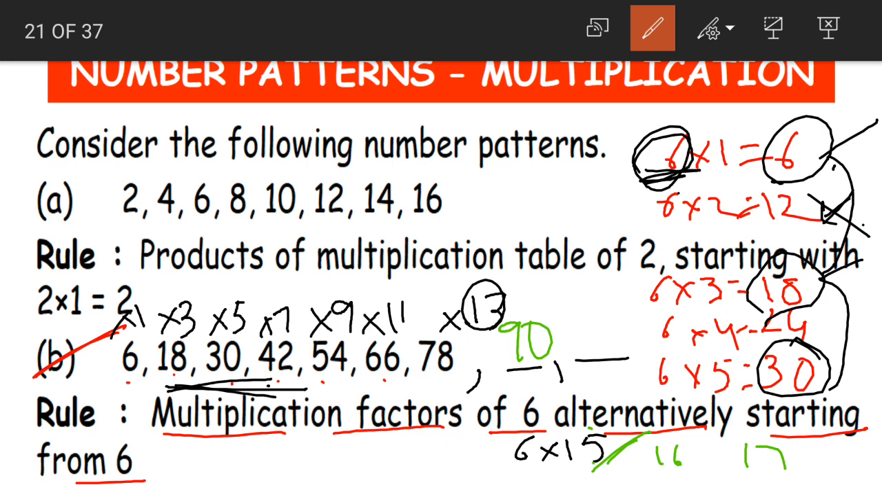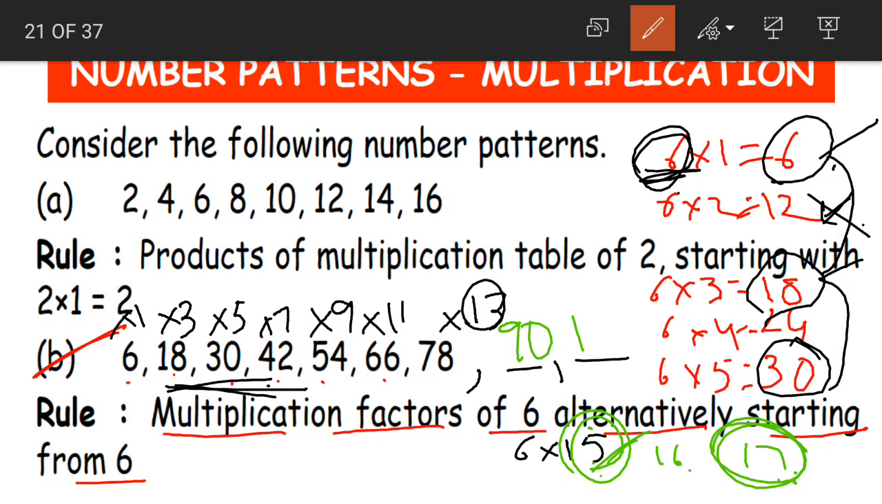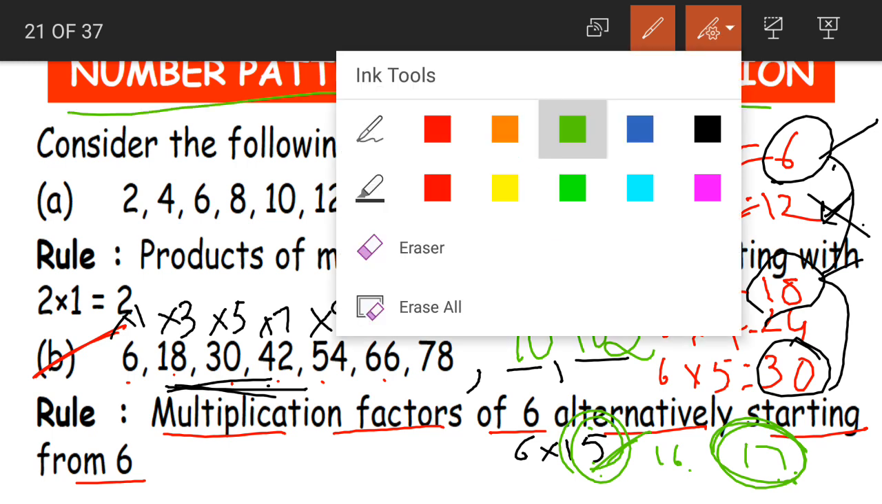After 15, we are taking alternative numbers, so after 15 we are going for 17 now. 17 into 6. 6 sevens are 42, 4 carried. 6 ones are 6 plus 4, 10. So 102 will be our next number in the pattern. Clear children? This is number patterns using multiplication.